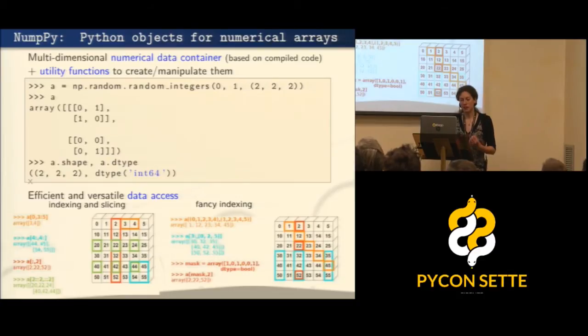But the fact that this object is so well thought out and so well realized is a huge reason for the success of Python. So on top of the object, you also have a lot of utility functions, either to create or to manipulate the arrays. I've put just one here, the one to create random integers, but you really have a lot of functions, and even if you're using scientific Python a lot, you keep on discovering new functions in NumPy.